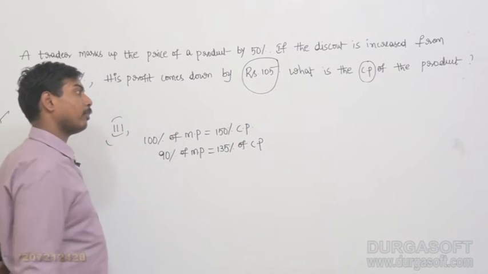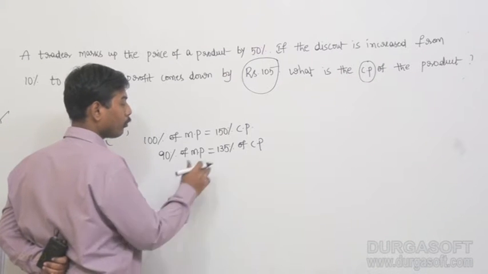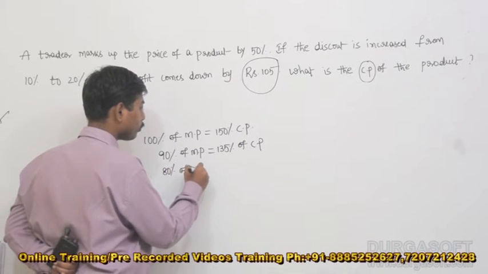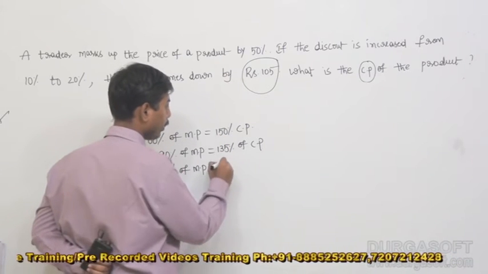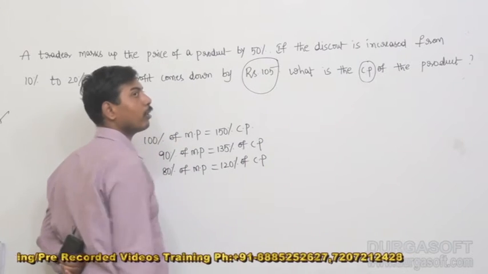Next time we are supposed to increase the discount percentage from 10% to 20%. That means 80% of the mark price of an article equals 120% of the cost price of an article. Alright.